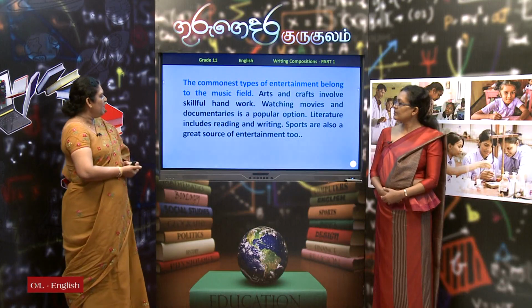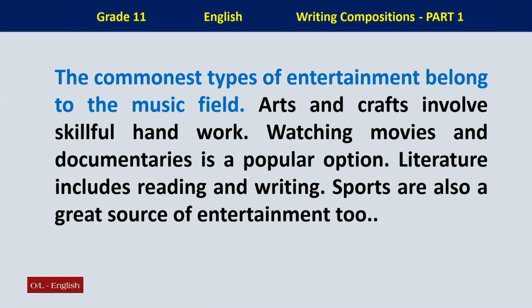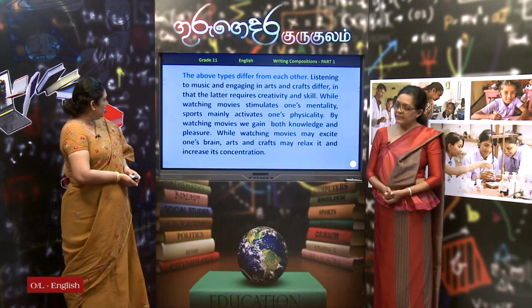Right. Now, this is my first paragraph. The commonest type of entertainment belongs to the music field. So, that is the topic sentence, and we'll look at the rest. Arts and crafts involve skillful handwork. Watching movies and documentaries is a popular option. Literature includes reading and writing. Sports are also a great source of entertainment too. Right. So, we have mentioned many sources of entertainment.